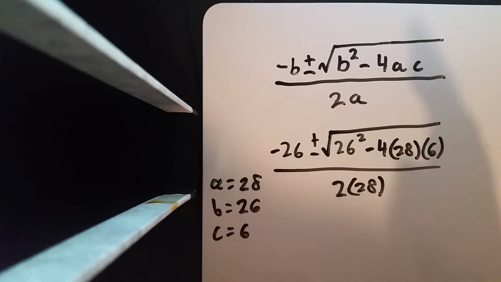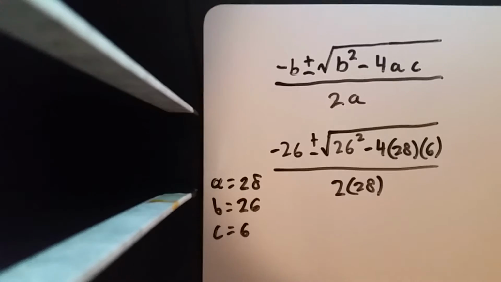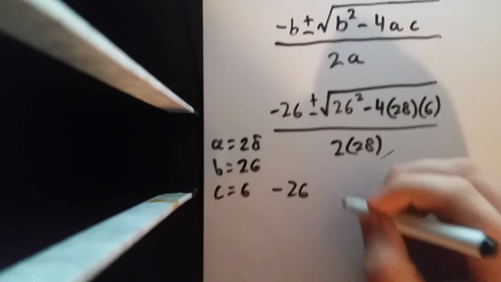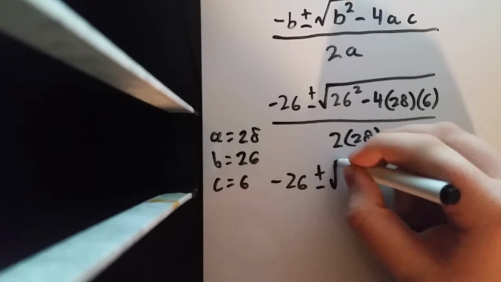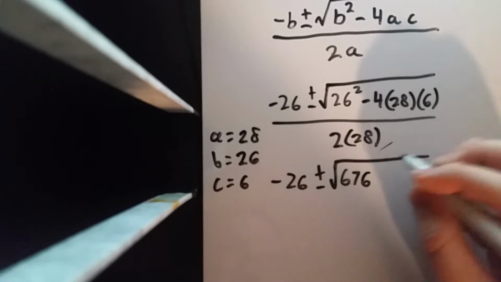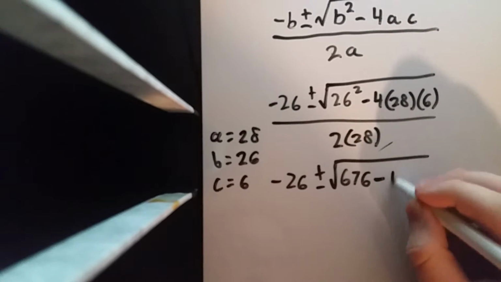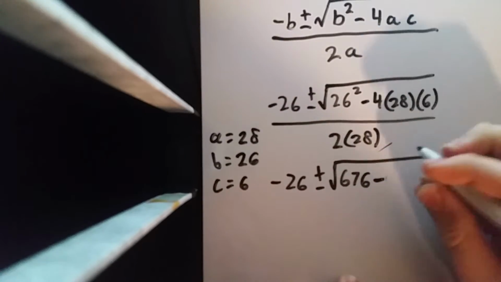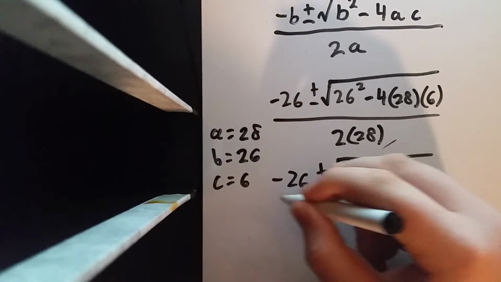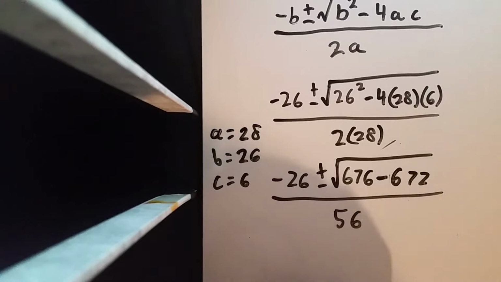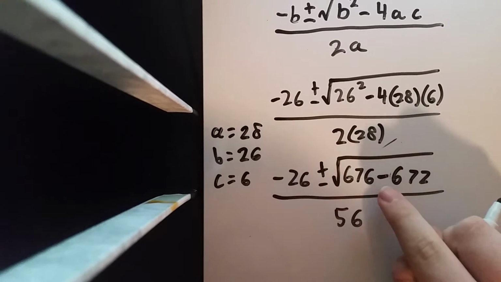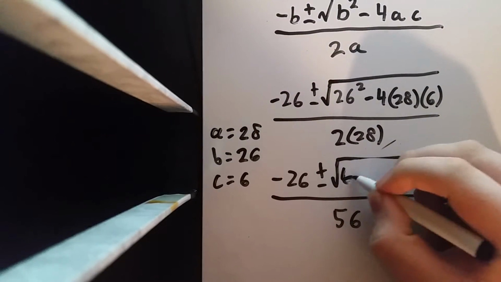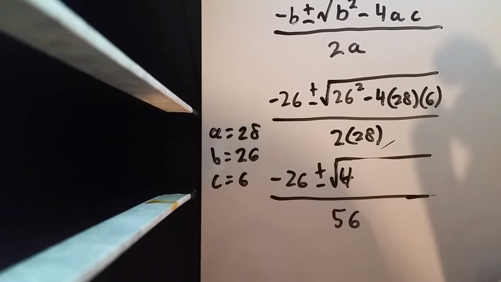So this can be rather intimidating, but with a calculator, it's no problem, really. Going through all of this, you get negative 26 plus or minus the square root of 676 minus 112 times 6, which is equal to 672, all over 56. Now these are still some pretty big numbers, but if we subtract these, you notice that's equal to 4. That's very, very easily square rooted.